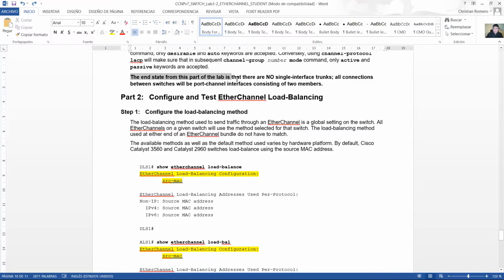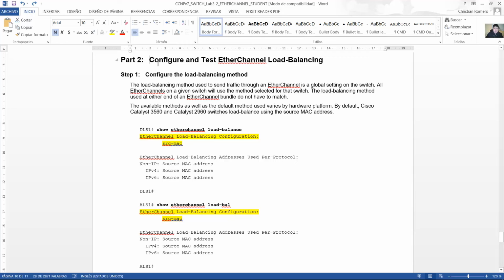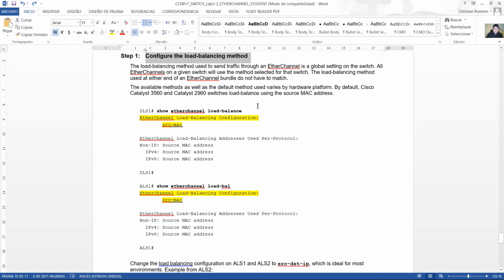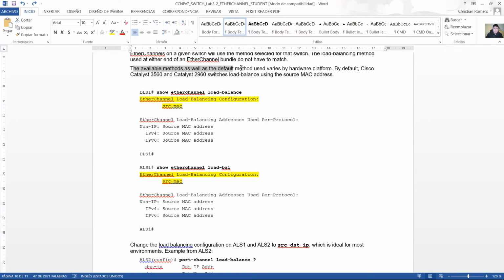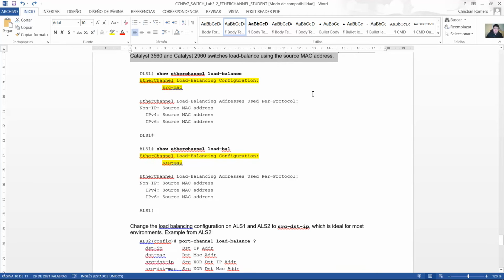The end state from this part of the lab is that there are no single-interface trunks. All connections between switches will be port channel interfaces consisting of two members. Now configure and test EtherChannel load balancing. The load balancing method used to send traffic through EtherChannel is a global setting on the switch. All EtherChannels on a given switch will use the method selected for that switch. The load balancing method used at either end of an EtherChannel bundle does not have to match. The available methods, as well as the default method used, vary by hardware platform. By default, Cisco Catalyst 3560 and Catalyst 2960 switches load balance using the source MAC address.